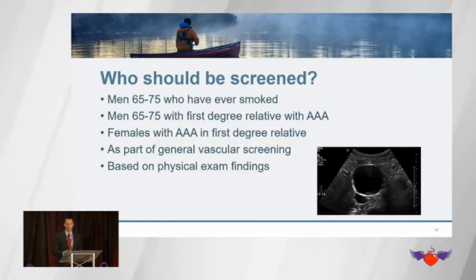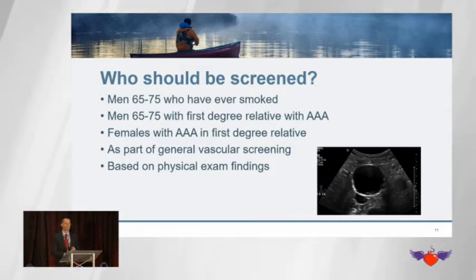And so who should be screened? So the top 3 bullet points there, those are taken from the United States Preventive Services Task Force. They make recommendations for screening for all sorts of things like colonoscopies and also for this. And so these are their recommendations based on a lot of data. And so older men who have smoked, older men with a first-degree relative with an aneurysm. I guess if you're female, it doesn't matter if you smoked or not. But if you do have a first-degree relative, definitely get screened.